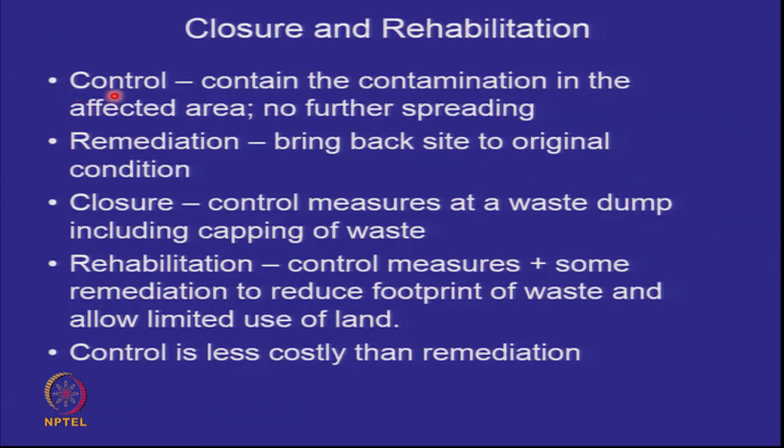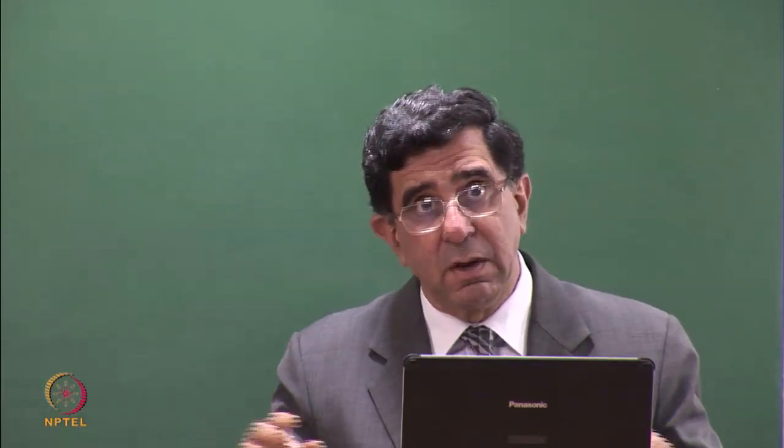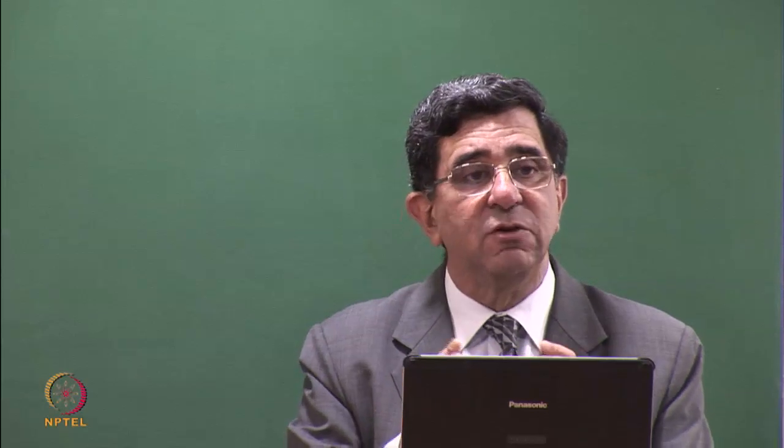Now you will find a few words. Control or control measures at old waste dumps. It means I have to do the containment such that the contamination remains in the area and does not spread further. So control means I know that a waste dump is causing contamination via the air route, via the surface water route, via the groundwater route. I want to adopt measures that it does not extend beyond what it is today. That means I've controlled it. That is called control measures at waste dumps.